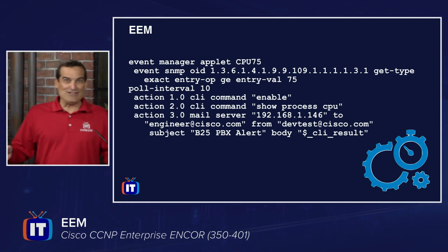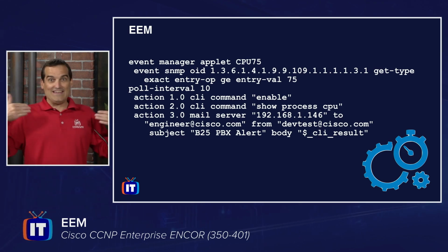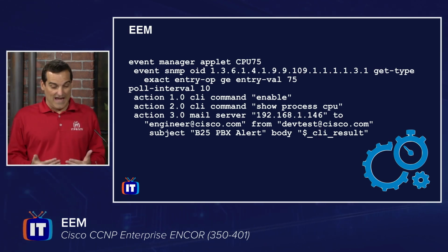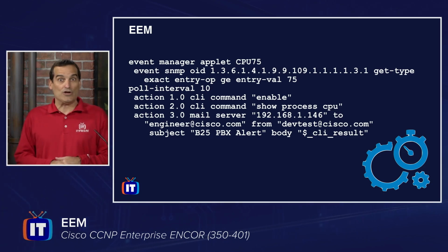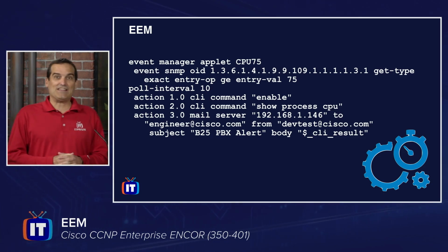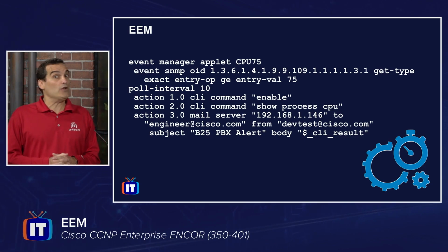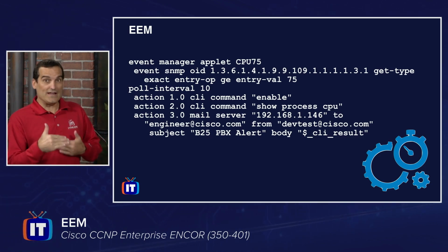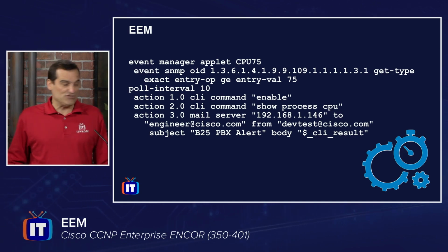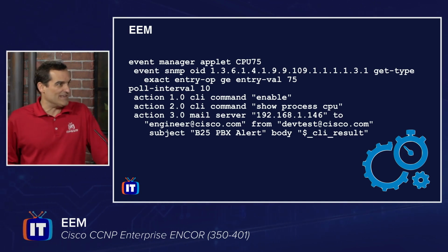Think about that automation. These individuals are getting an email that says, hey, your B25 router is at 75% CPU or above. And by the way, in the body of the email is the result of show process CPU so they can track down what happened.